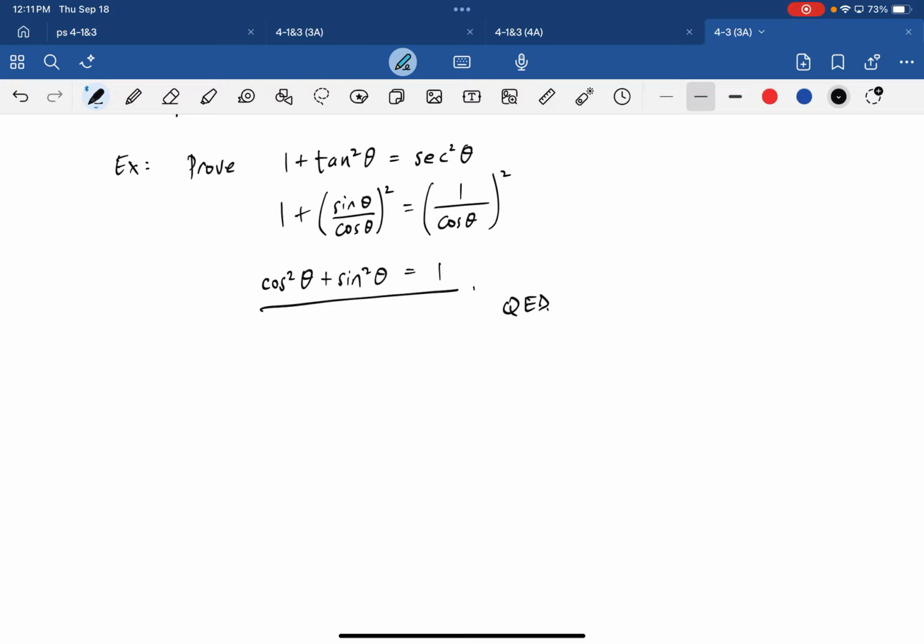Okay, so this is how we go about proving these kinds of trigonometric identities. We just try to replace it with some things we know, and then finally get it into a final form that we believe is true.